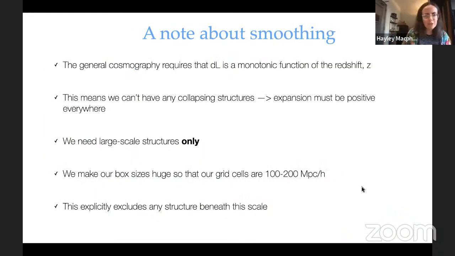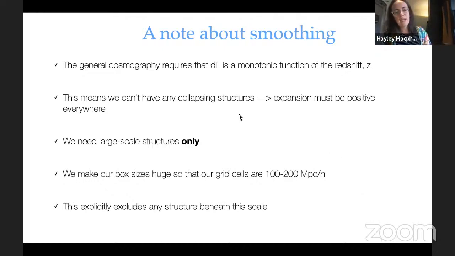Before I go on to show you some of the simulations that we use in this paper and some results, just another quick note. In this general cosmography, one of the assumptions that we did have to make was that the luminosity distance is a monotonic function of the redshift, just to be able to write it as a Taylor series expansion.